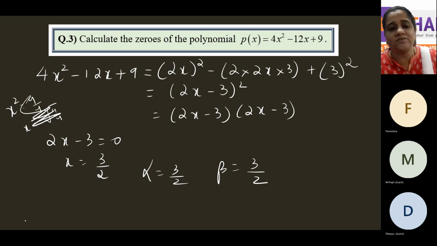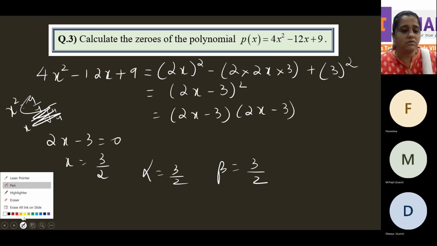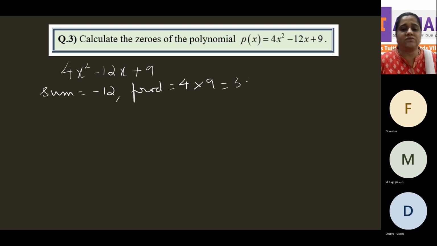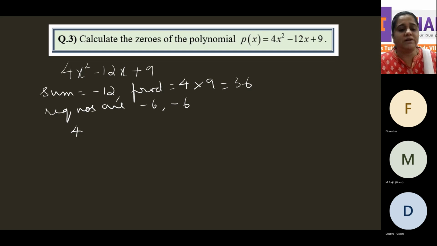So you can factorize using the identity a square minus 2ab plus b square, or you can split the middle term. What is the sum? Minus 12. And the product, 4 into 9, 36. So the required numbers are minus 6 and minus 6. Correct. So split the middle term.